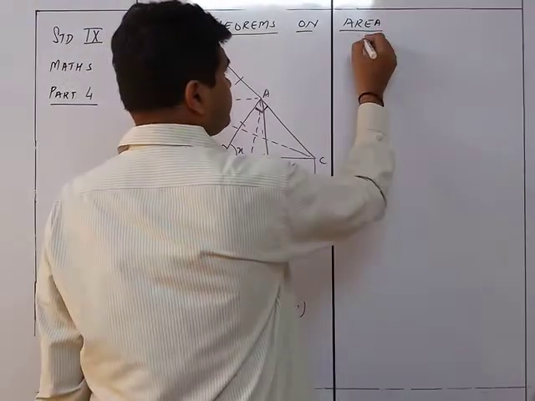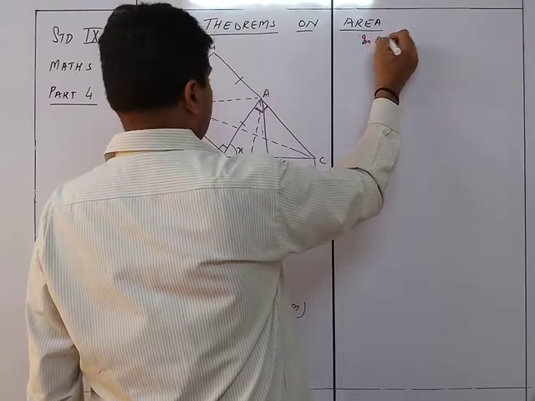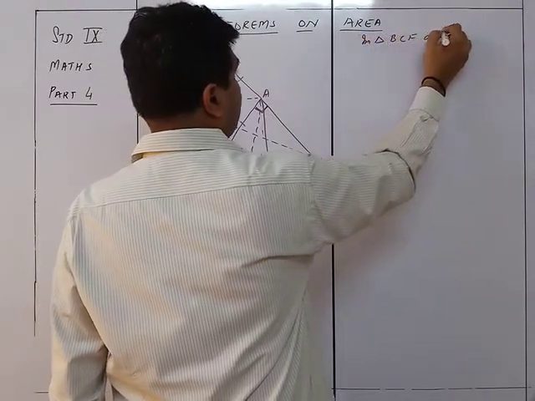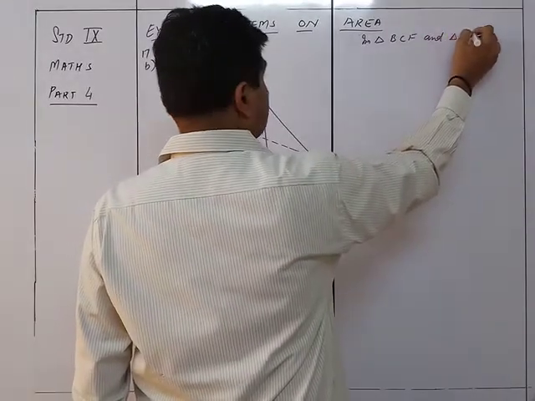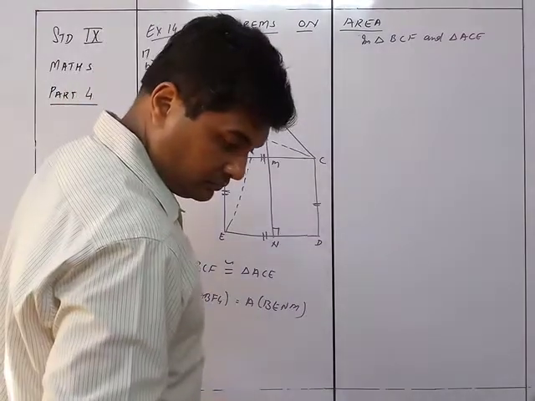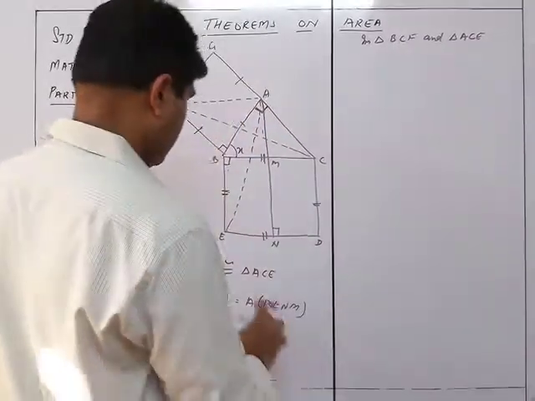Let's write it down. In triangle BCF and triangle ABE.